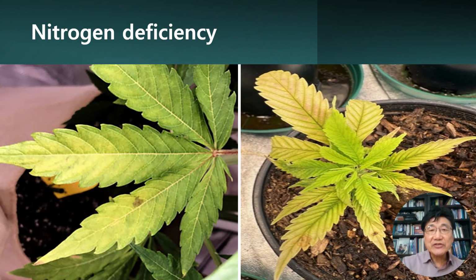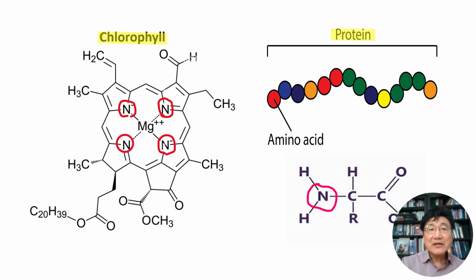Nitrogen is essential for chlorophyll and protein synthesis. If a deficiency occurs, mature leaves turn yellow, which is called chlorosis, from the bottom up. Leaves become smaller. Nitrogen is the key component of protein, chlorophyll, DNA, and RNA, as shown in this slide.